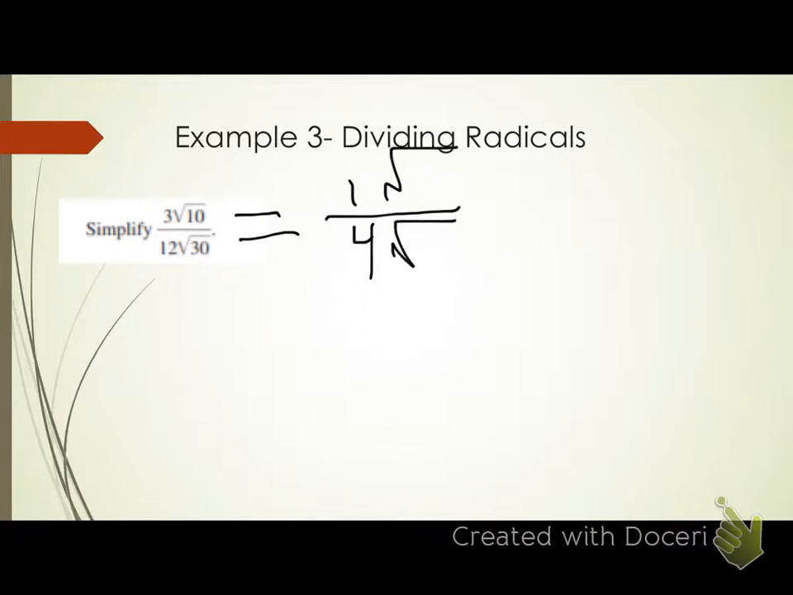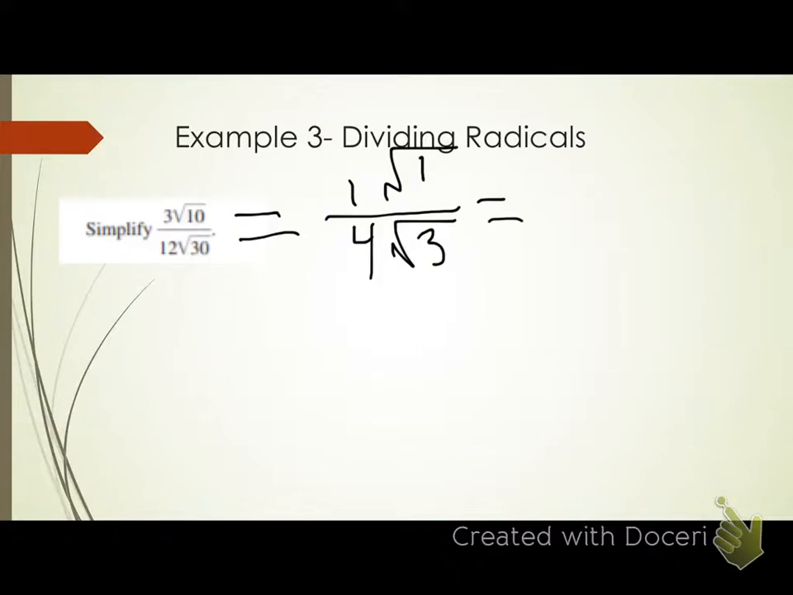10 over 30 simplifies to give me 1 over 3. So make sure that 1 stays under a radical, that 3 stays under a radical. So it's very similar to multiplication. I'm just dividing. Divided my numbers outside the radical, divided the numbers inside the radical.